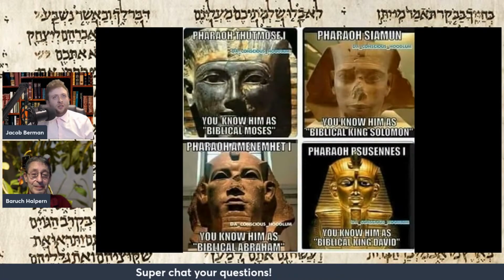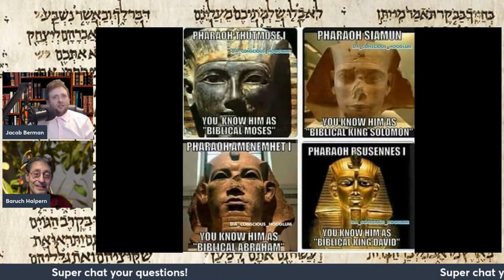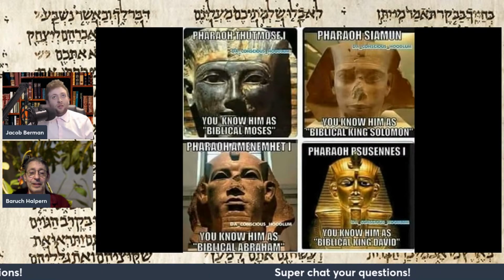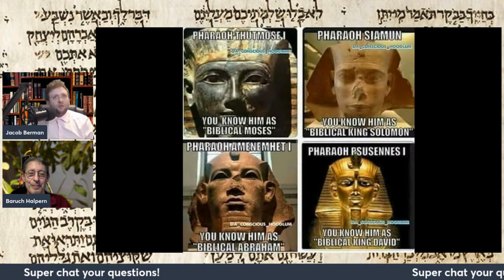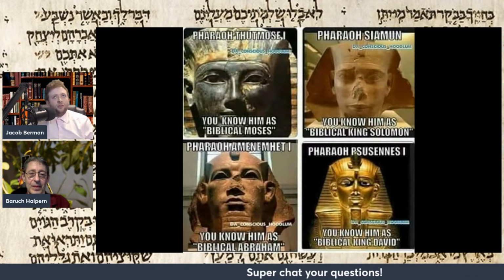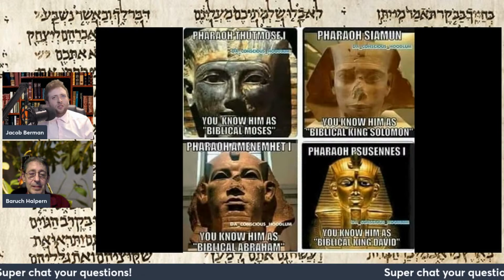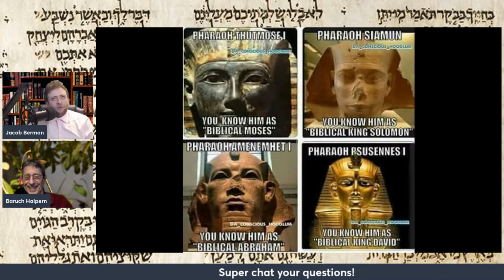Final slide. Okay, so this could arguably be the most outrageous of the claims in all eight slides. As you see, someone's thinking that Moses is Thutmose I, Solomon is Pharaoh Simon, Pharaoh Amenemhat I is Abraham, and King David is Pharaoh Pusesines I. I'm not sure if I'm pronouncing this right. That's good.